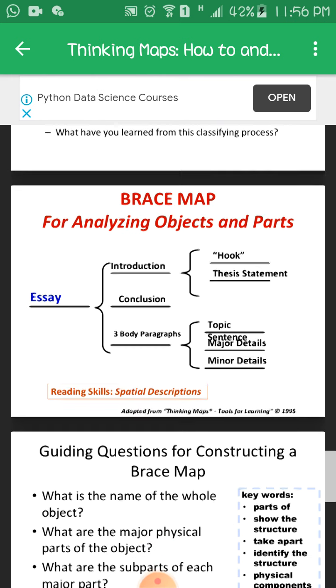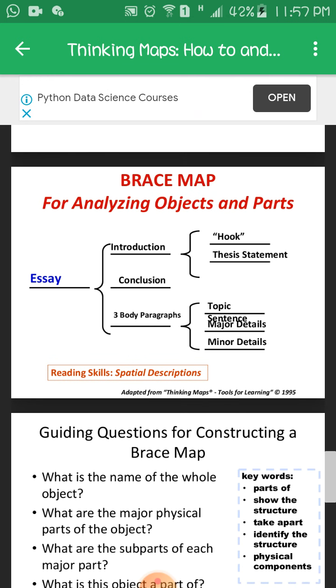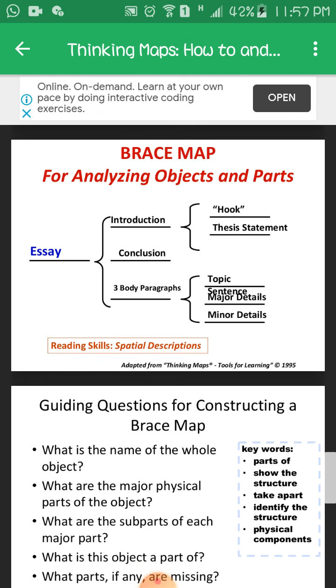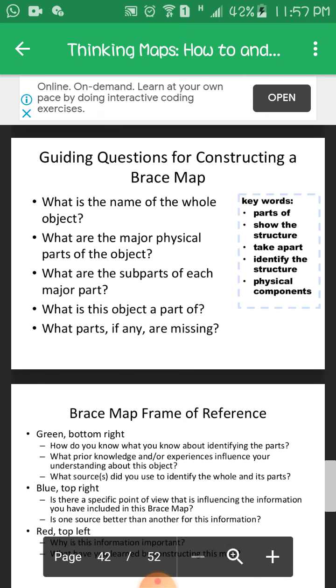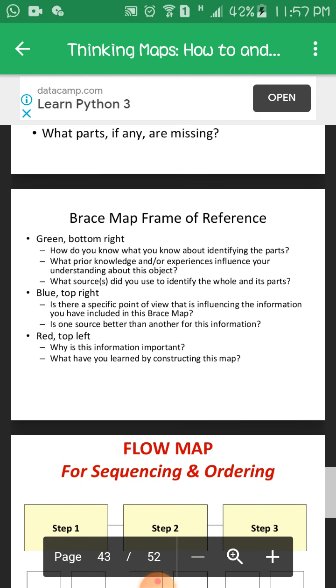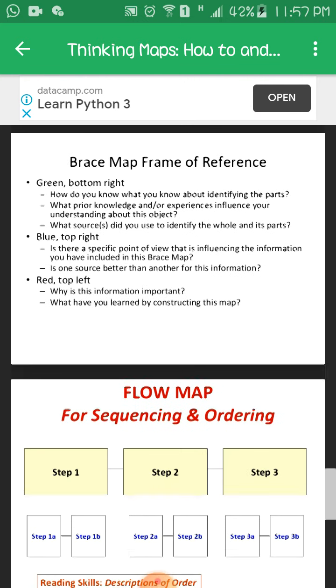Okay, essay, we can just write essay in this way: introduction, conclusion, 3 body paragraphs, and then hook is given, thesis statement, topic sentence, major details, minor details, reading skills, special descriptions, adapted from thinking maps tools. Okay, we can use colors also, green, blue and red.